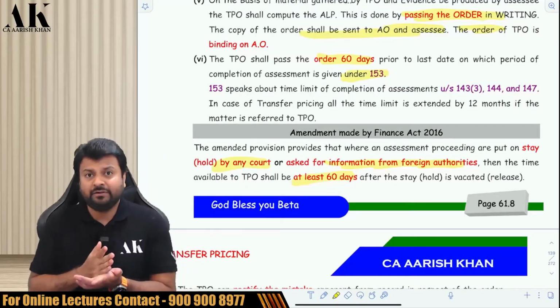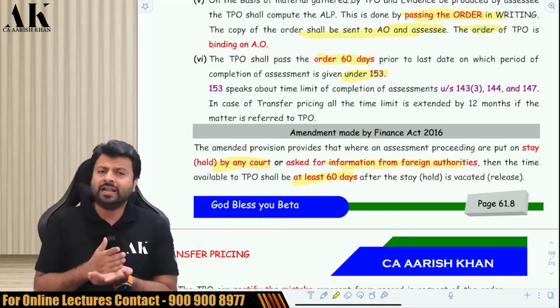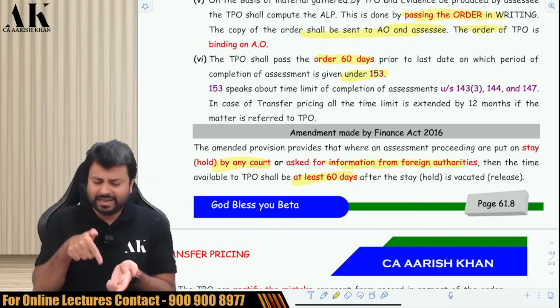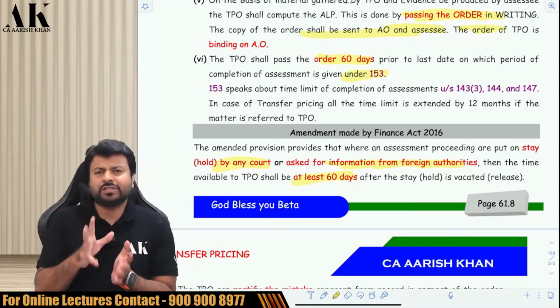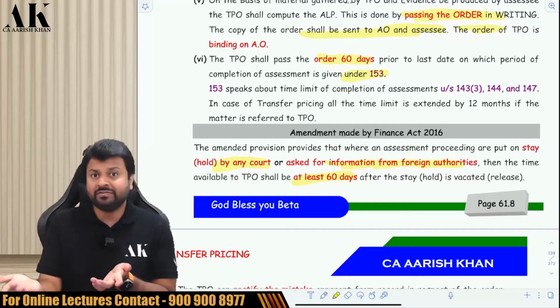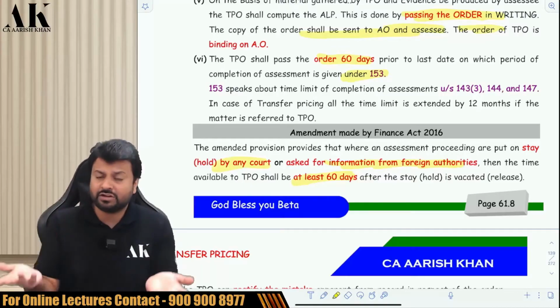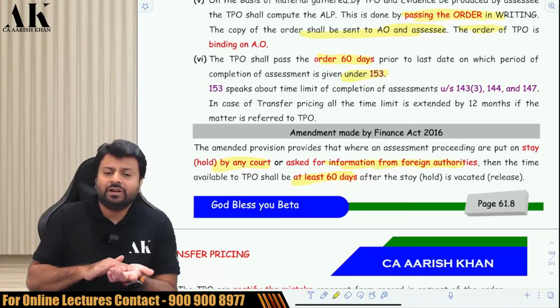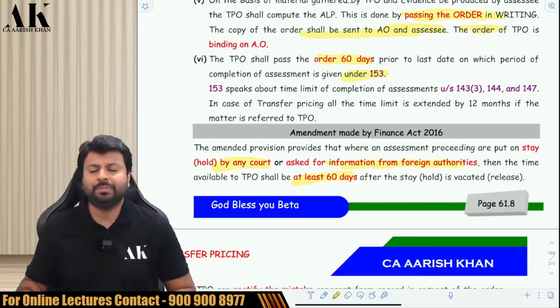So be very careful. Suppose the assessment is on hold because of some reason, like it is mentioned over here. Now suppose it was on hold for 50 days, so you will get that extension of 50 days, no doubt, but apart from that, you will also get at least 60 days to complete the order which is passed under this section.